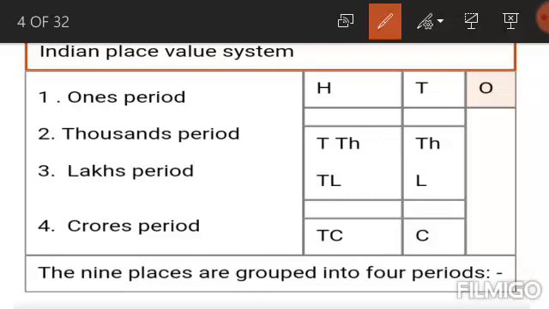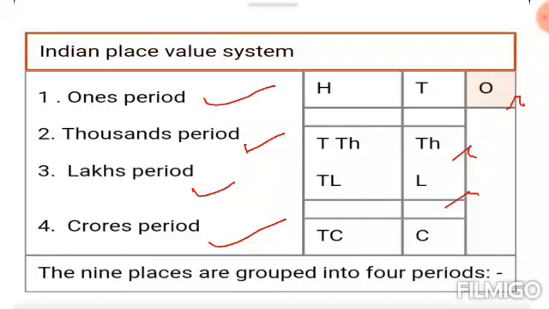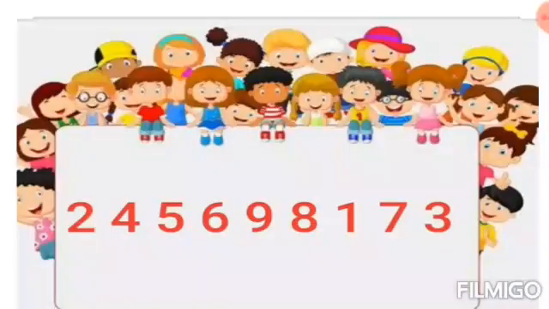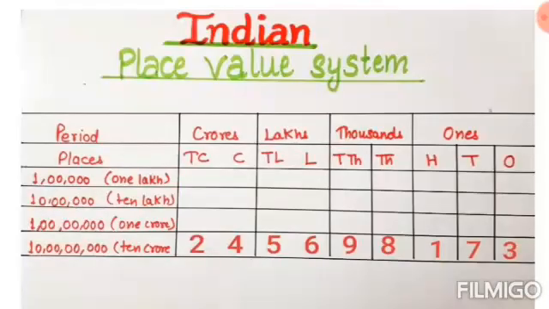For example, we put commas after every period, and the 9 places are grouped into 4 periods, that is ones period, thousand period, lakh period and crores period. We put commas after every period, like we put a comma here, and here. Now here 9 digits are given: 2, 4, 5, 6, 9, 8 and 173. Now we arrange the digits in the Indian place value system.